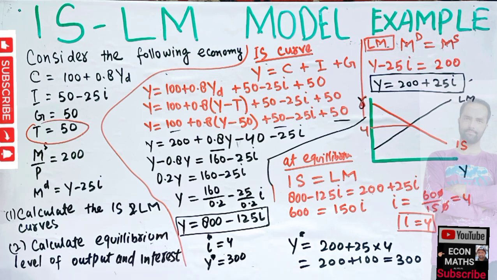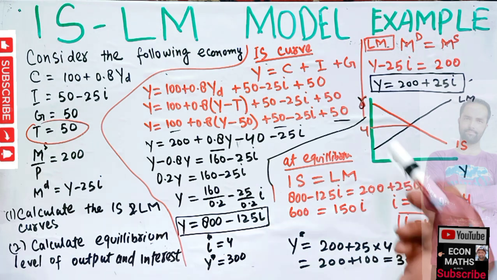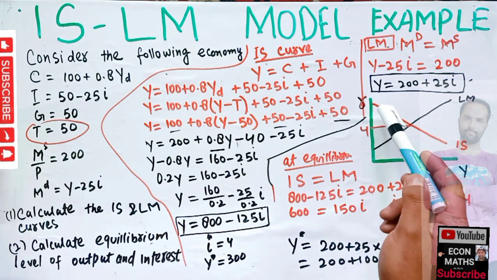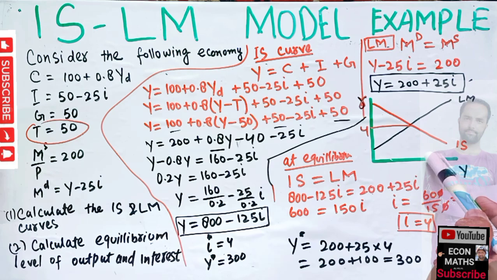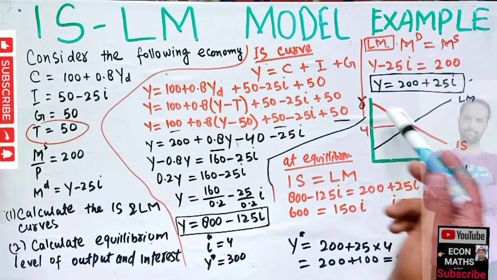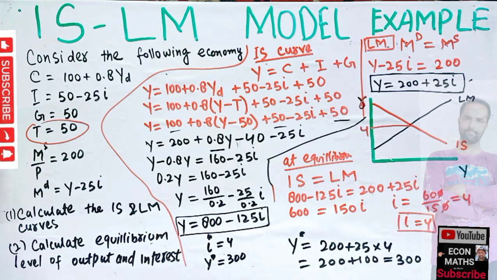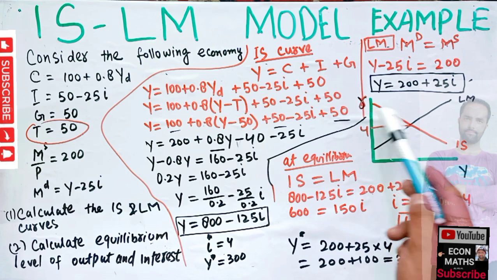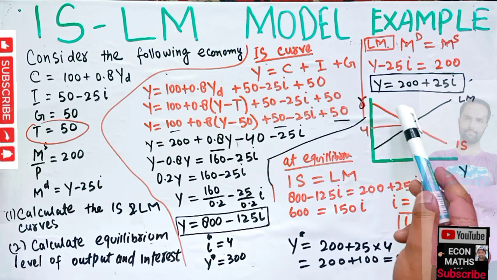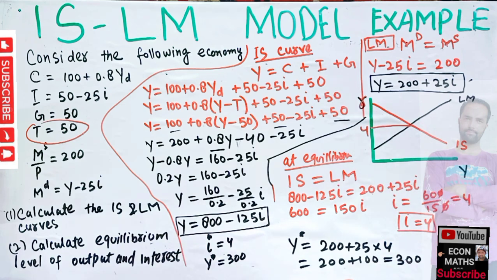So this is it. The IS curve shows us different combinations of rate of interest and level of income where our investment is equal to savings, at every point on this curve. And similarly, the LM curve shows different combinations of rate of interest and level of income where our demand for money is equal to supply of money.